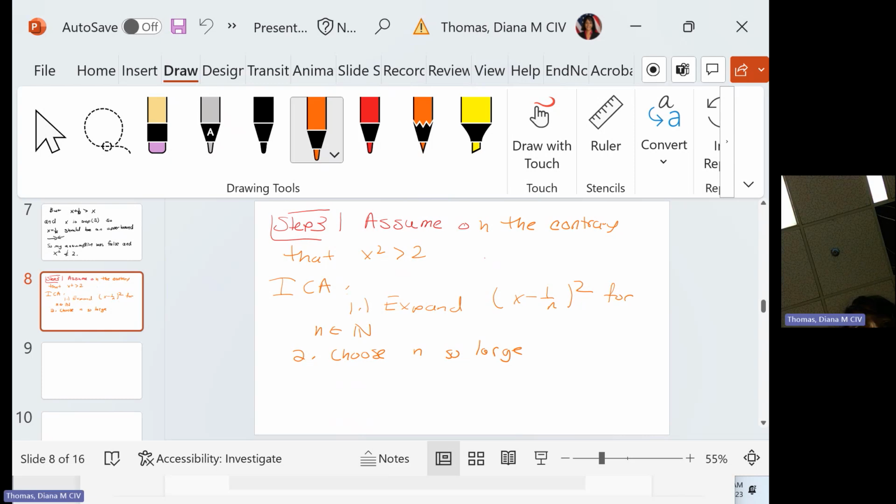You did assume on contrary that x goes greater than 2. No, I did x squared is less than 2. I can easily do those kind of things, but not this time.